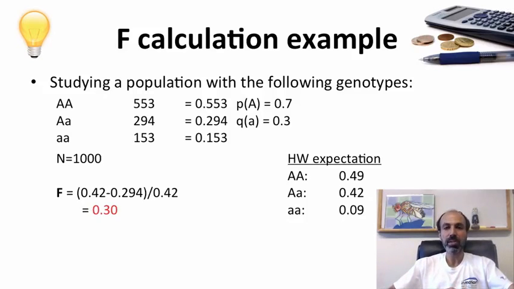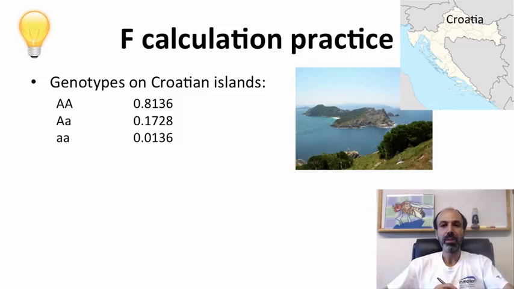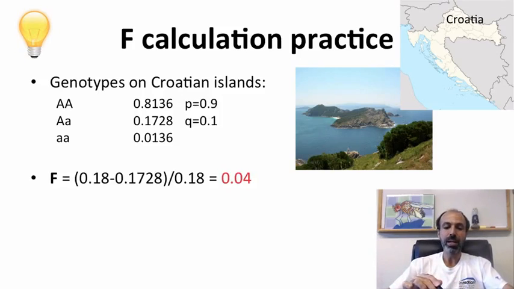Let me give you one to try yourselves. These are genotypes from the Croatian islands. This is actually real data. I skipped the step of the genotype counts for you. I'm just going to go ahead and start with the genotype frequencies. Go ahead and give that a shot. Well, I hope that wasn't too difficult. Again, I started you off with the genotype frequencies. Let's go ahead and convert them to allele frequencies. There we go, 0.9 and 0.1.